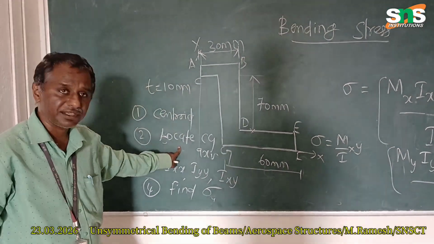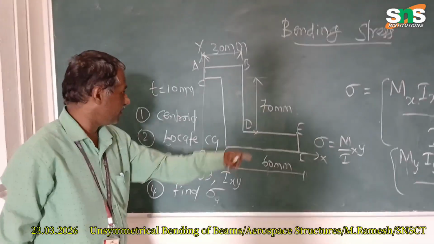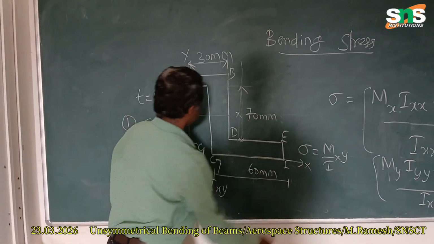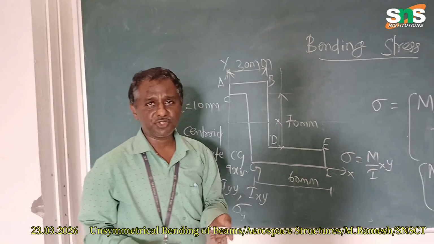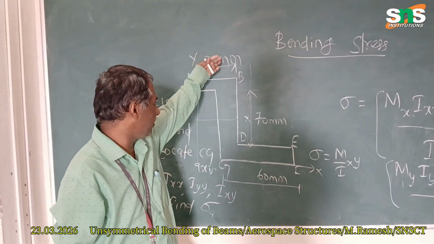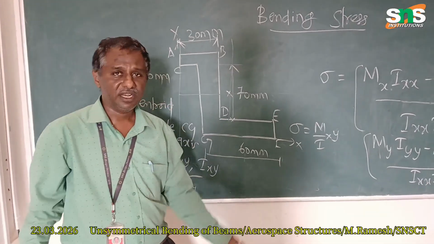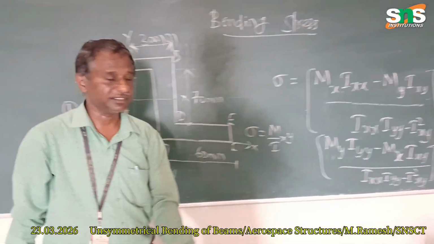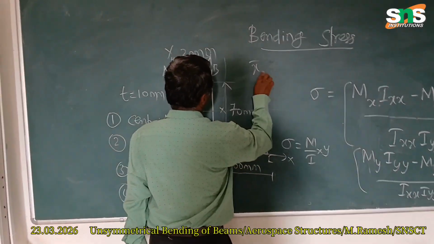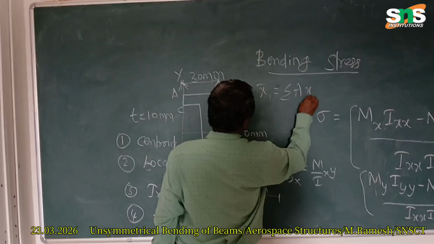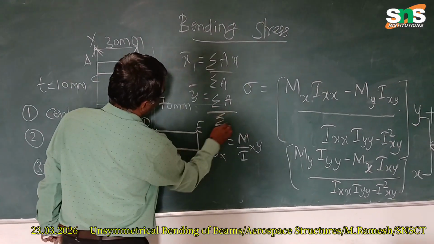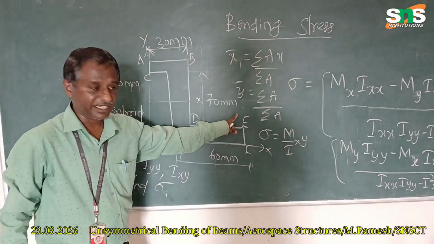After finding the CG, you find the x value. Mark the CG axis. Towards the right-hand side is positive and towards the left is negative for x, and above is positive and below is negative for y. Like that you can have x and y on the CG axis. We all know how to find x bar and y bar: x bar equals sigma A x by sigma A, and y bar equals sigma A y by sigma A. According to this, we can find the centroid.